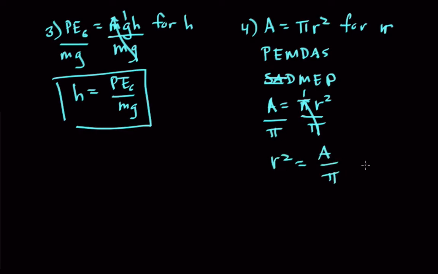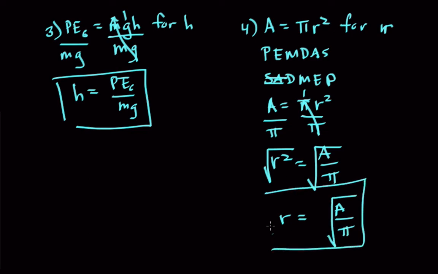I don't want to know r squared. I want to know r. So what do I do to undo squaring something? I take the square root. Whatever I do to the left side, I have to do to the right side. Square root of r squared is r, and that would equal the square root of A over pi. Make sure you put that radical over the whole thing. Don't do this. That's wrong.